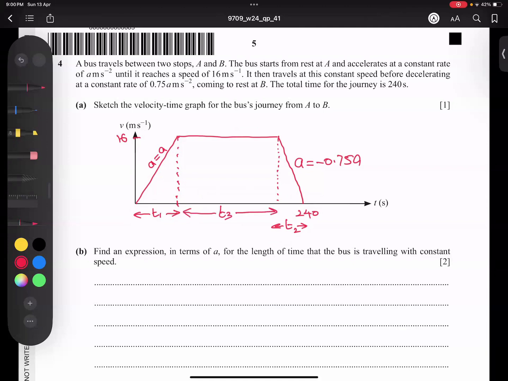Okay, so have a look now, students. What is the acceleration formula? You know it very well: velocity over time. So 16 over T1. T1 goes there, acceleration comes down. So I get T1 equal to 16 over A. First part done. Let's talk about this one.